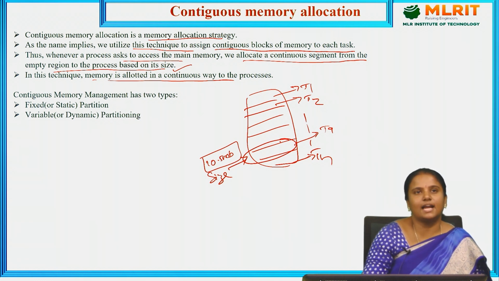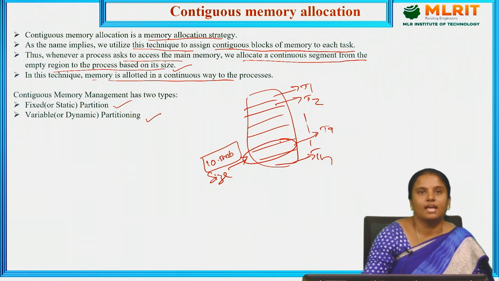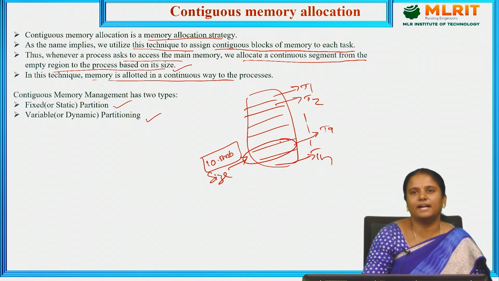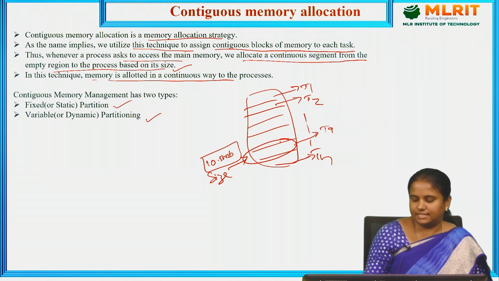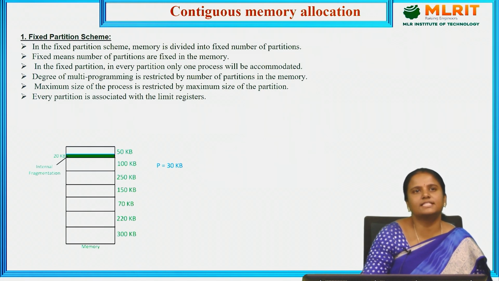Contiguous memory management is divided into two types: fixed partition and variable partitioning. Fixed partition is nothing but static partition, and variable is dynamic partition. Static, as the name itself says, means no changes. The partition is fixed, whereas variable is dynamic partition. Dynamic means we can change the size of each memory. That is the difference between fixed and variable. So let us see fixed partitioning, which is nothing but static partition.